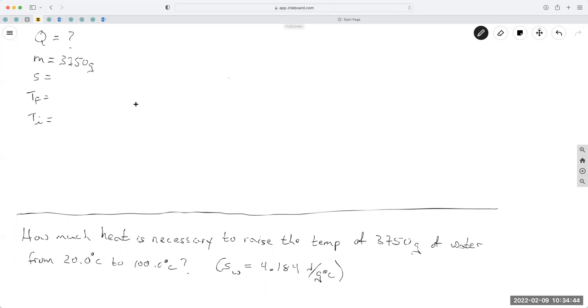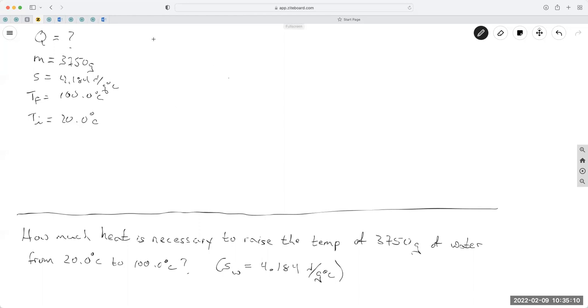That's right. Okay, so knowing your units even helps you with algebra. S is given, right? In this case, 4.184 joules per gram degree C. The final temperature is what? It's 100. And the initial temperature is 20.0. And those zeros are significant.